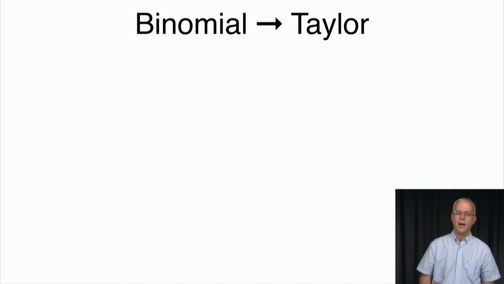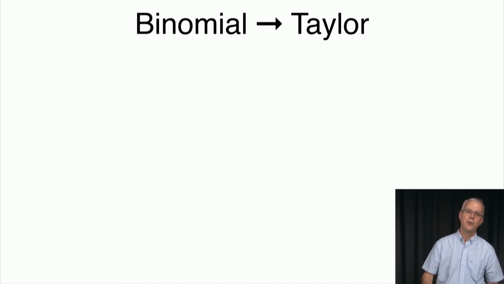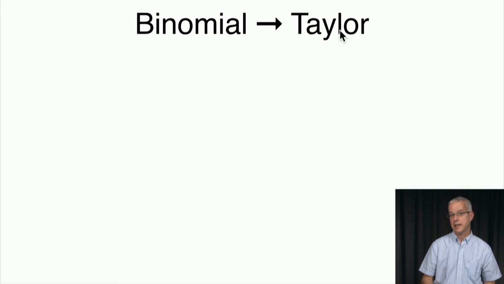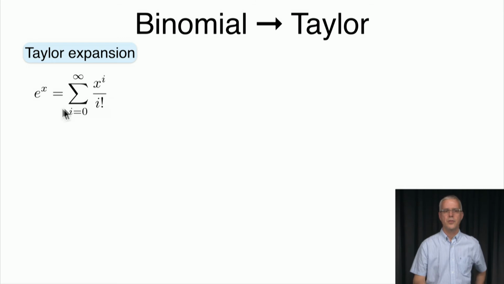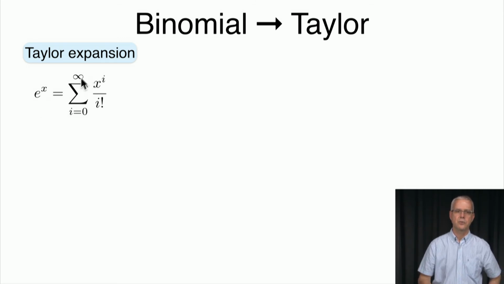Okay. And one more application is to show how we can use the binomial coefficient to get the Taylor expansion, at least of e to the x. So we know that e to the x is equal to summation of i going from 0 to infinity of x to the i divided by i factorial. And we want to derive this expansion not using calculus, but just using combinatorics.